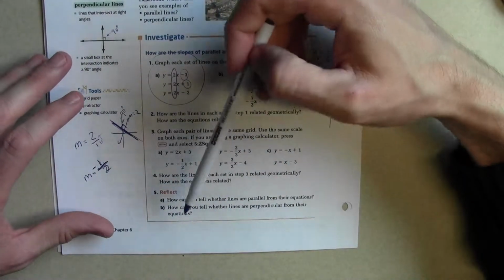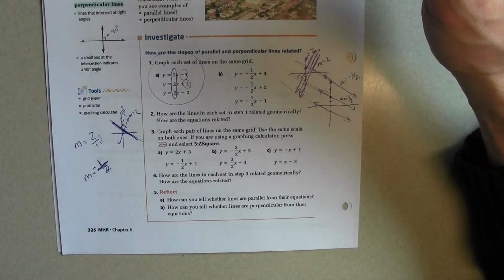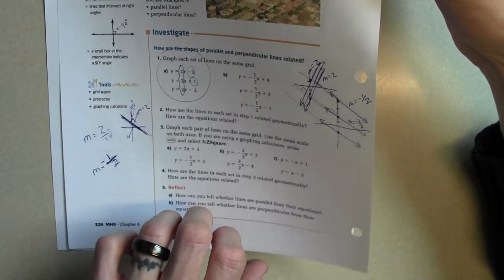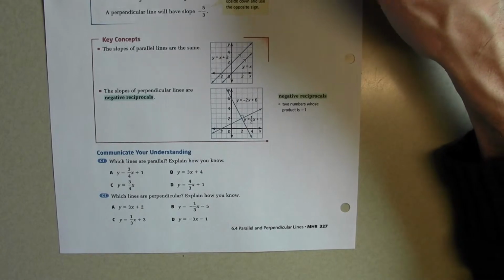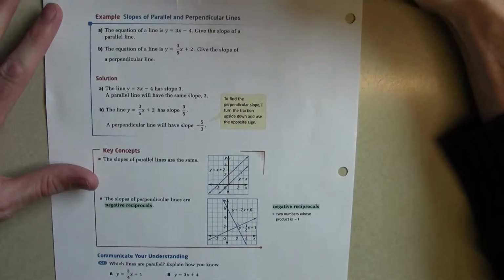Luca, right up here in front. How can you tell whether lines are perpendicular from their equations? When there's a negative reciprocal, the slope on the first equation. Perfect. Exactly. Example. Slope of parallel and perpendicular lines.